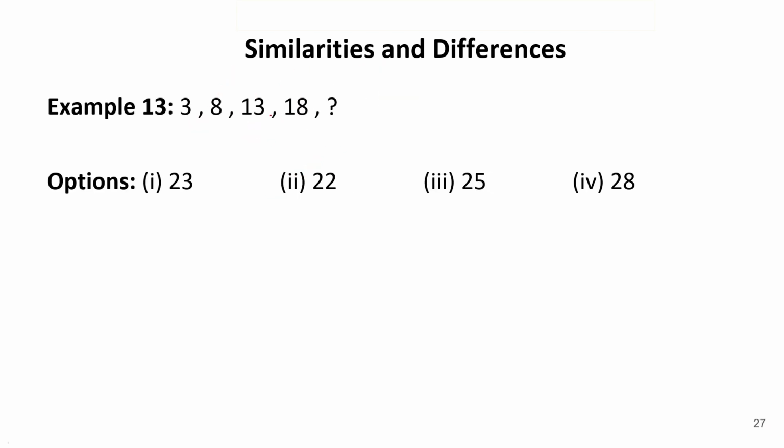Now, 3, 8, 13, 18, and we have to find the next number in the series. Okay. So here I can see there is a jump of 5. 3 plus 5 will give me 8. Similarly, from 8 to 13, I can see there is a jump of 5. 8 plus 5 will give me 13. 13 plus 5 will give me 18. So I can very clearly see we are moving 5 positions ahead. So 18 plus 5 will give me 23. So our answer will be option number 1, 23.